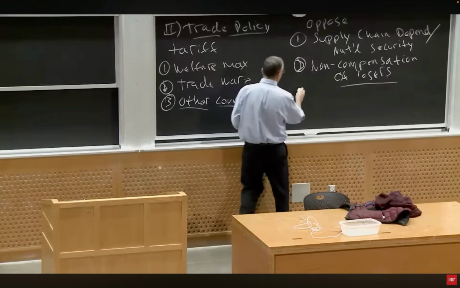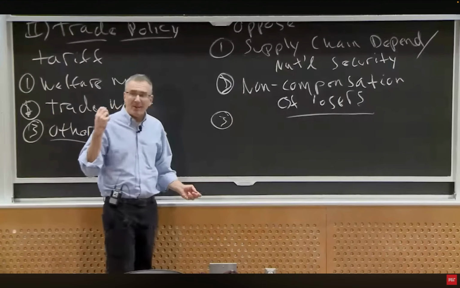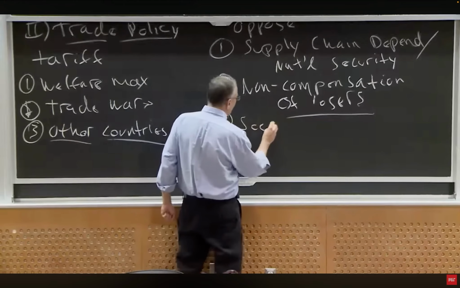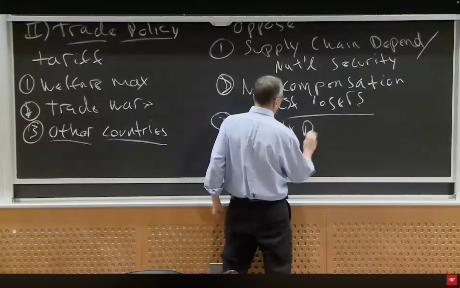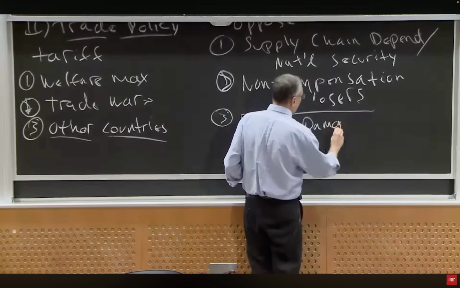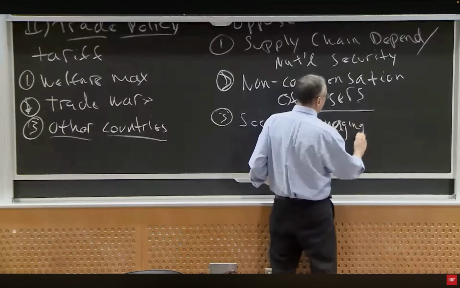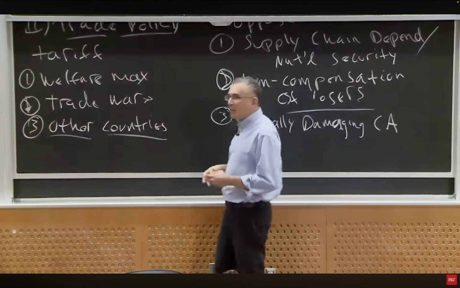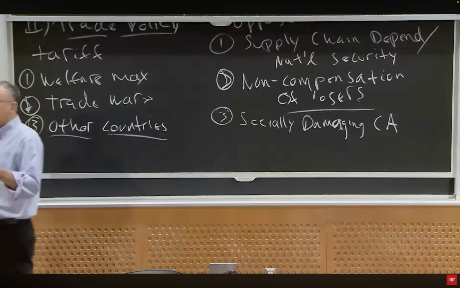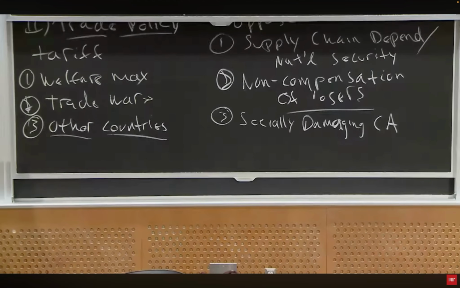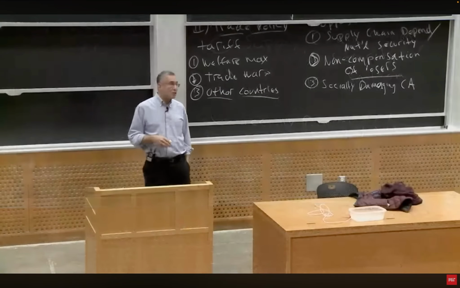And the third reason people oppose free trade, I already talked about last lecture, which is socially damaging comparative advantage. I talked about the Chinese battery plant, and the fact that they built this battery plant, and since they have no environmental regulations, the stuff leaked and killed a bunch of people. That's the third issue.